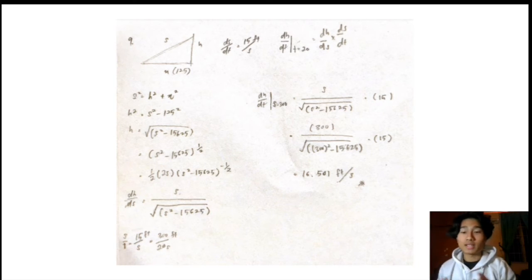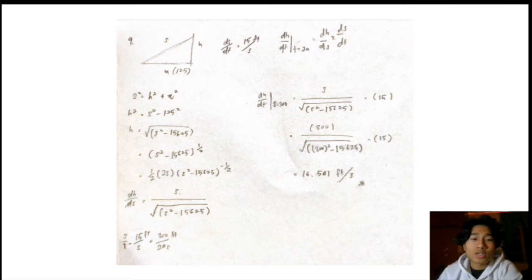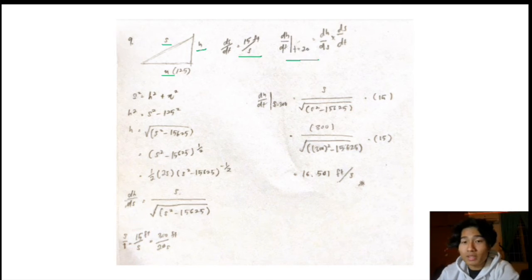Hi, Assalamualaikum. So it's my turn. From question 9, we can extract all the information given. We can conclude that this is h, this is s, and this is x, where x equals 125 feet. Given that ds over dt, the rate of change of s with respect to time, equals 15 feet per second. They want us to find the rate of change of h with respect to time, dh over dt, when t equals 20. So the chain rule would be dh over ds times ds over dt.